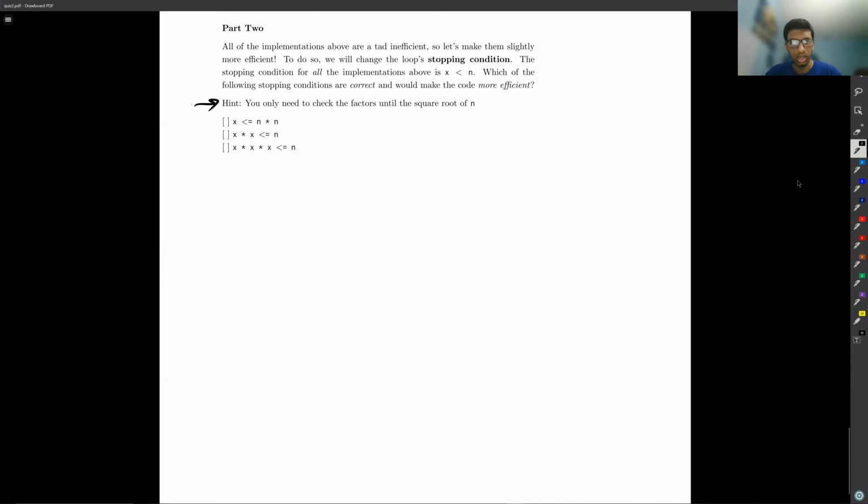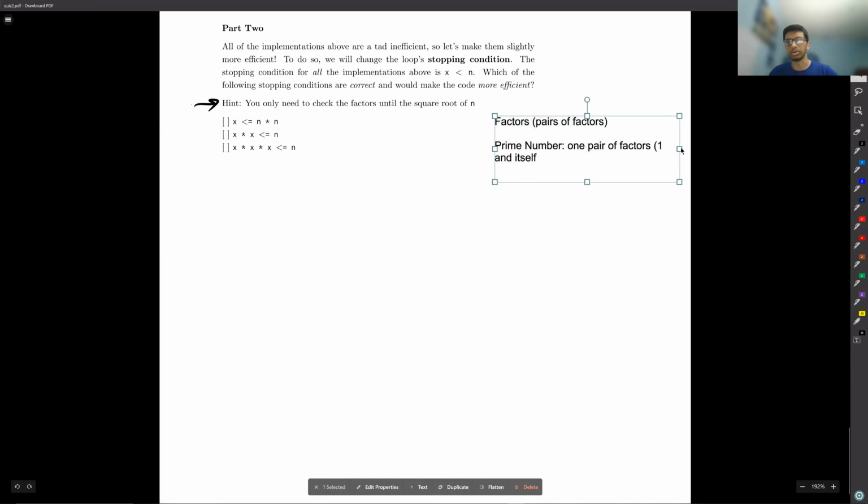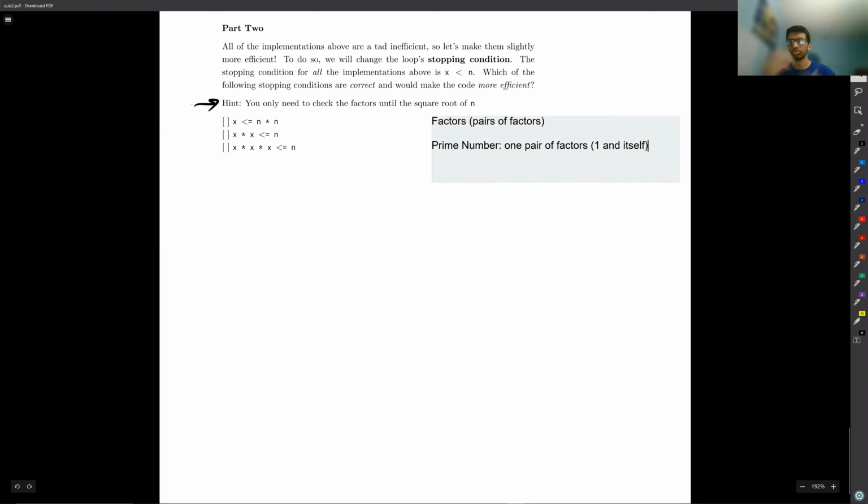So I think that there's a couple ways to explain this, and I want to start with thinking about factors. Specifically, I want to think about pairs of factors. So one way that we can rethink what it means to be a prime number is that we only have one pair of factors, and that this pair of factors is 1 and itself. And this is true for any number, right? In the sense that any number is divisible by 1 and itself. I could take the number 1000, I could take the number 6. It doesn't really matter what the number is, it will always be divisible by 1 and itself. And if I multiply 1 by itself, I get that number.